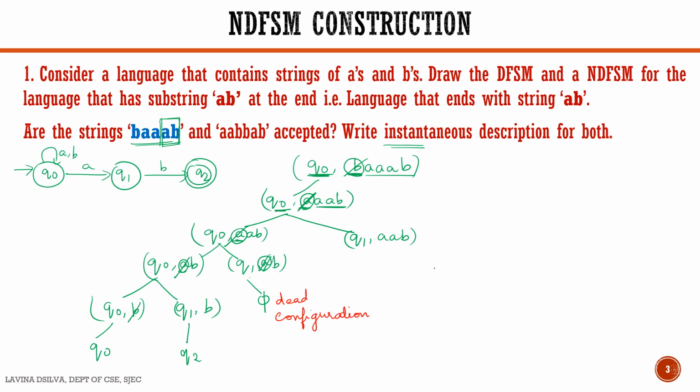Similarly, here in Q1, when you read an A, do we have a transition there? We do not have a transition. So even this leads to ϕ, which is a dead configuration. This tells us that in case we were to traverse this path, then it does not allow us to traverse further because there is no transition defined. In case we were to traverse this path, then we will end up with a dead configuration. Whereas if we had traversed this path, then we would have reached the final state.